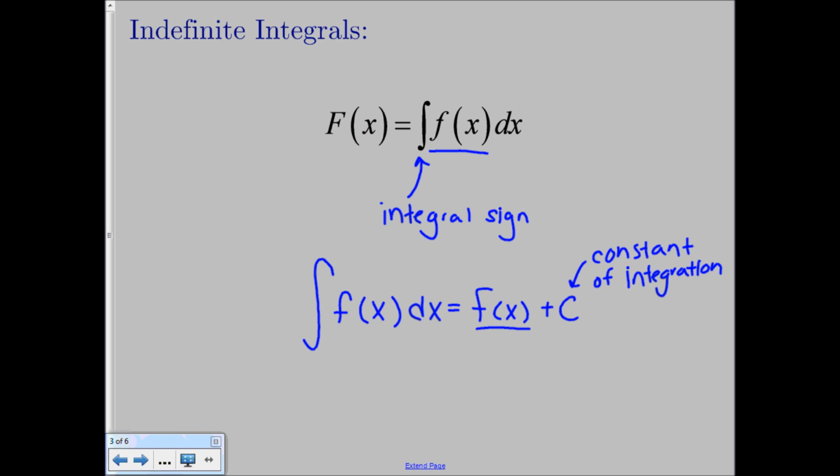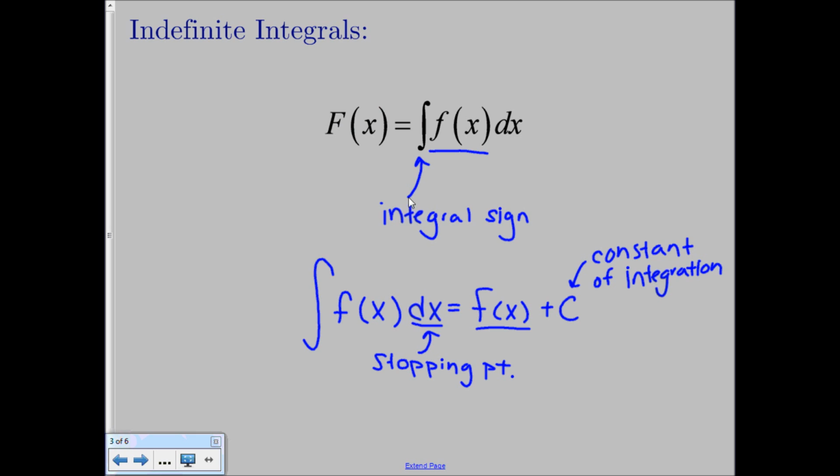Then we need to talk about this dx right here. This is really important because it tells you what variable you're integrating over, and it also tells you where to stop integrating. So this is your stopping point for integration, and it tells you what variable you're using, which isn't very important for you right now in Calc 1 or Calc 2, but if you were to go on to Calc 3 or higher math, it would matter.